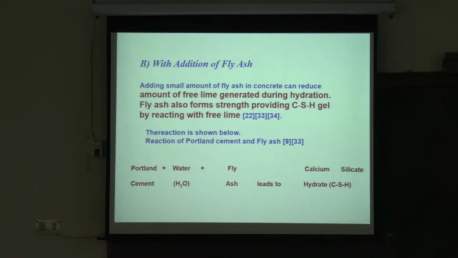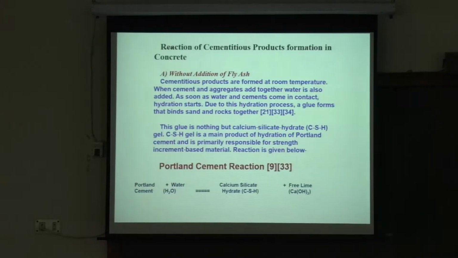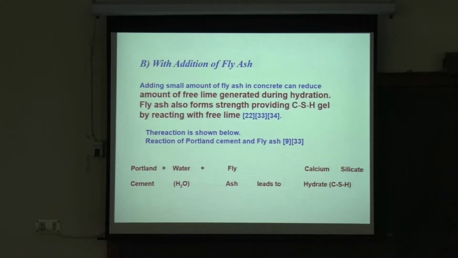Okay, with the addition of fly ash, a small amount of fly ash in concrete can reduce the amount of free lime generated during hydration. Fly ash also forms the strength-providing CSH gel by reacting with free lime. The reaction is shown below, the reaction of powdered cement and fly ash. So you add fly ash, and it leads to calcium silicate hydrate. So there is no free lime. Remember in the earlier one, there was free lime here. Now when you add the fly ash, there is no more free lime. Can you see that? Okay.